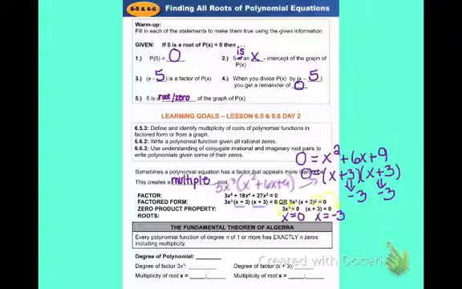And so we could say that those two roots or zeros of 0 and negative 3, well, the 0 has multiplicity 3 and the negative 3 has multiplicity 2. And if we wanted to generalize this finding, this idea, we would refer to what's called the fundamental theorem of algebra, which says this: every polynomial function of degree n of 1 or more has exactly n zeros, including multiplicity.